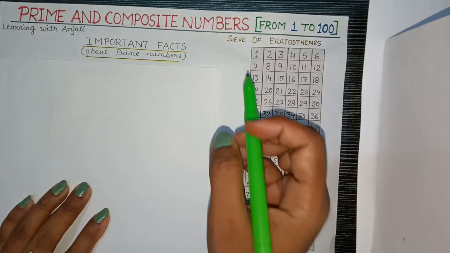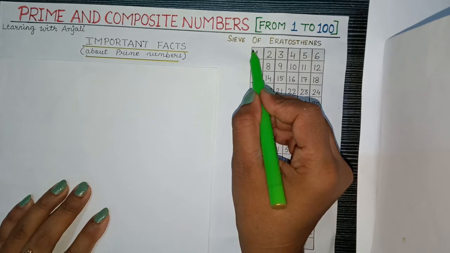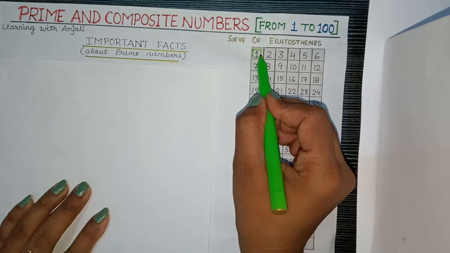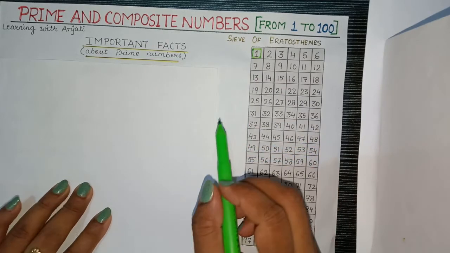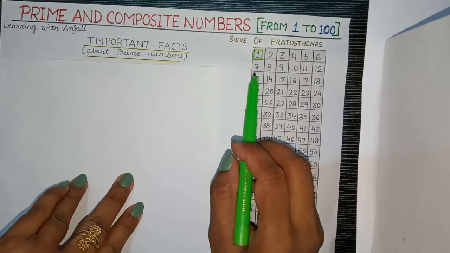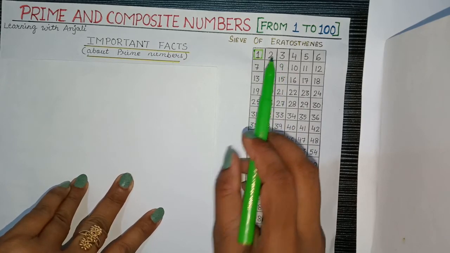Okay students. Let us see that 1 is not a prime number. So we make a square. This is not a prime, not a composite number. Now let us start with the second number 2. 2 is a prime number. 3 is also a prime number.